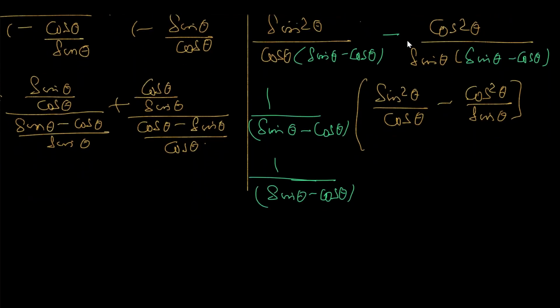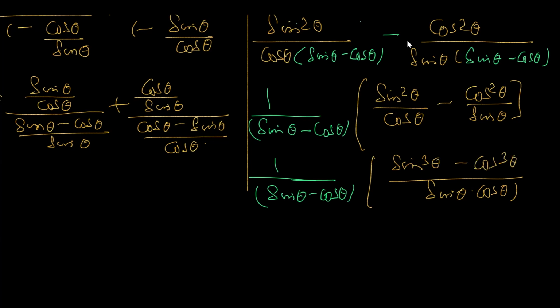So what we are going to do is take the LCM. And the LCM will be what? Sine theta into cos theta. So this multiplied by sine is sine cube, and cos square multiplied by cos is cos cube theta. Continuing with the simplification, this is 1 over sine theta minus cos theta.